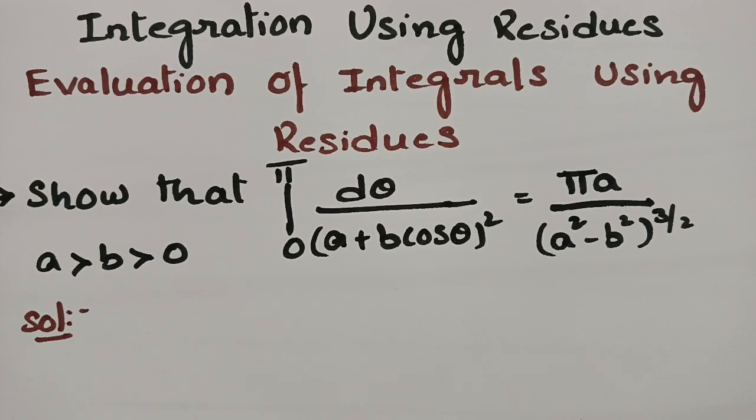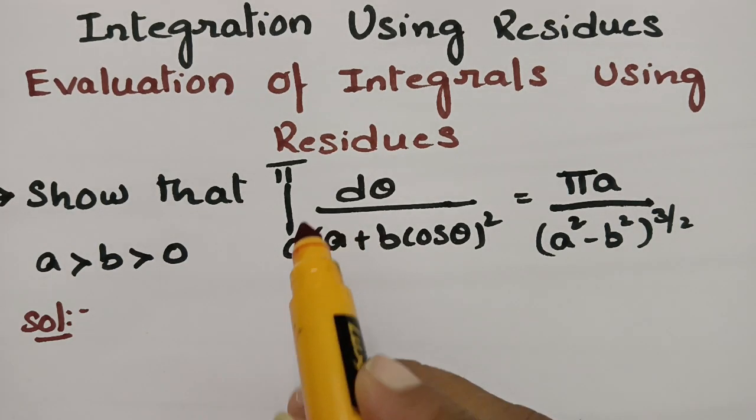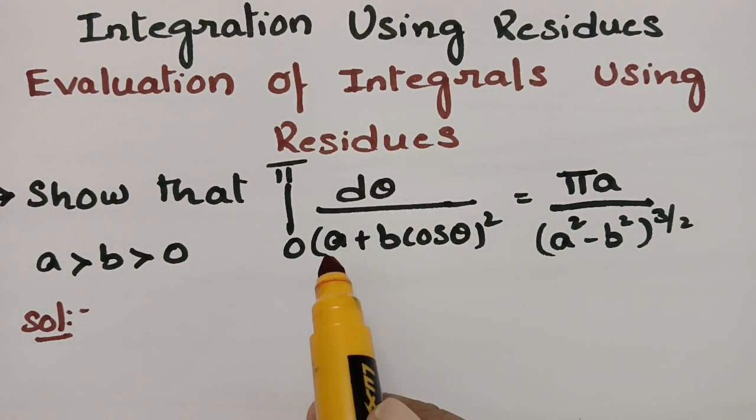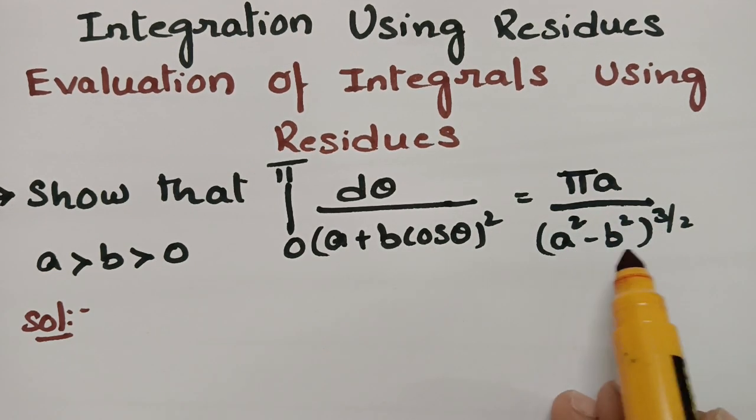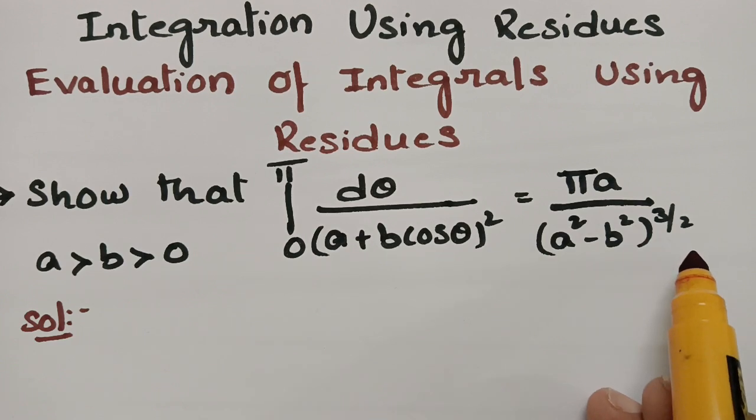This video is on integration using residues. In today's video, we are going to evaluate the integral using residues. Now, in this video, we are going to show that the integral from 0 to pi of d theta by (a plus b cos theta) whole square is equal to pi a by (a square minus b square) power 3 by 2.